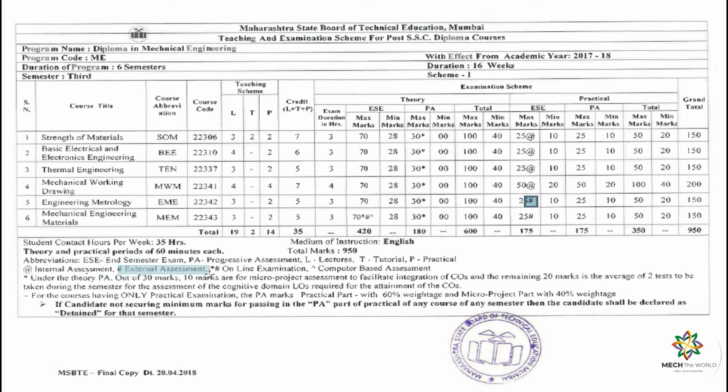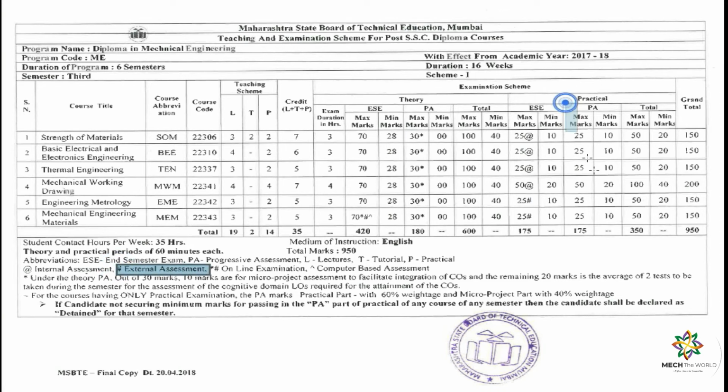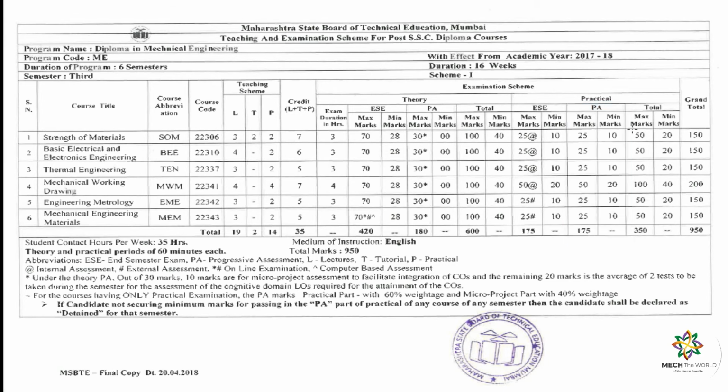Now let's move towards the progressive assessment of practicals. This progressive assessment will again be of 25 marks, and these marks will come from your term work and manual basis. In this you must score a minimum of 10 marks to pass this exam. This is how the overall practical weightage will be 50 marks.